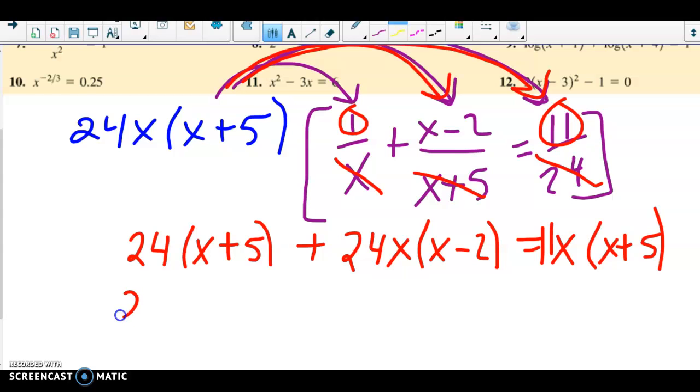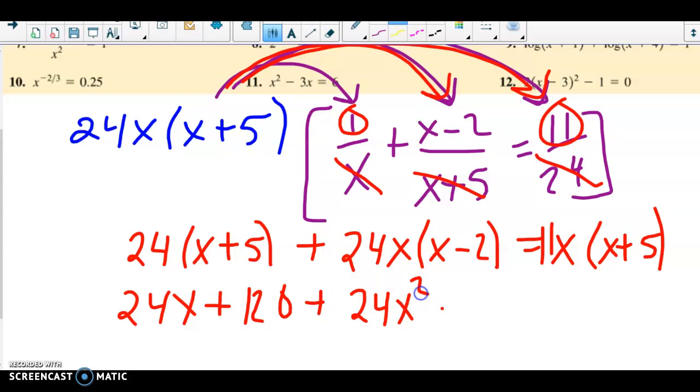All right, I'm going to have 24x plus 24 times 5, plus 24x times x is 24x squared, minus 24x times 2 is 48x. Now let's take 11x times x. We get 11x squared. And 11x times 5 is 55x. Sorry, I don't have my pen with me, so I'm writing with my finger.